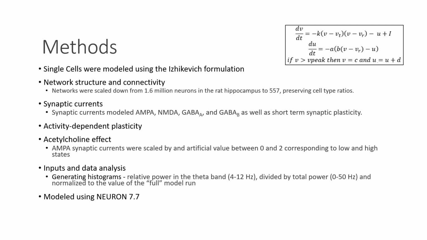To model the effects of the neurotransmitter acetylcholine on those synapses, the currents for the AMPA synapses, which are excitatory, were scaled by an artificial value between 0 and 2 to correspond with high and low states of that neurotransmitter. To generate the histograms displaying the relative changes in theta, we took the relative power in the theta band and divided by the total power, so the 4 to 12 Hertz range divided by the 0 to 50 Hertz, and then normalized to the value of the full model run, and you'll see those later.